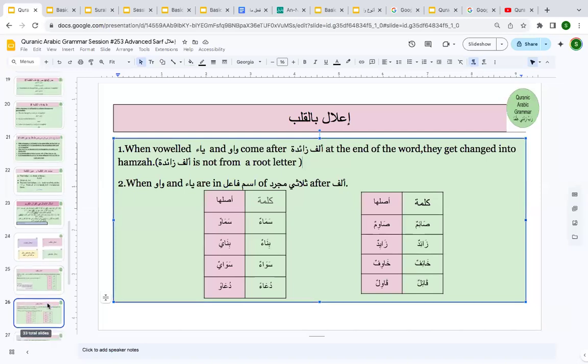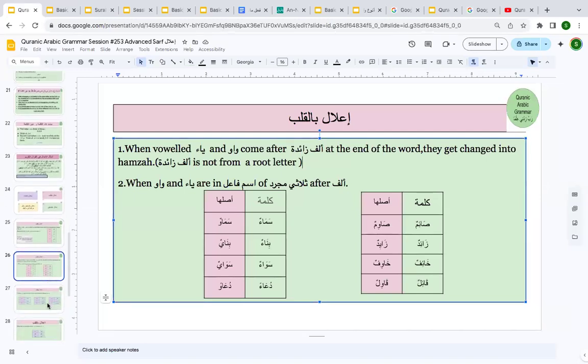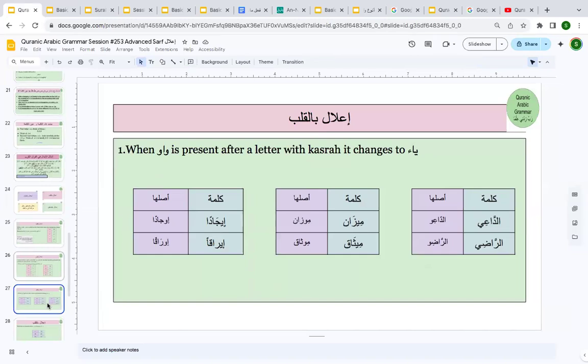Okay, so the next case that you're going to see is in case of إعلال بالقلب, and these are general rules with a lot of exceptions. So with waw, when waw is present after a letter with a kasra, it gets changed into ya. It changes to ya. So you have seen ijad.